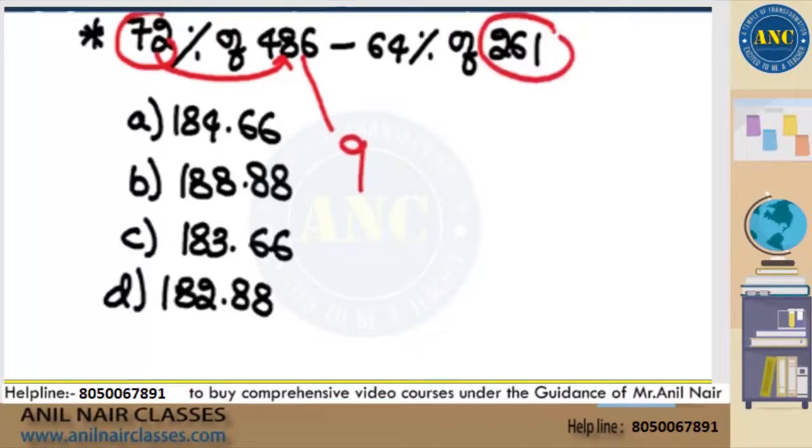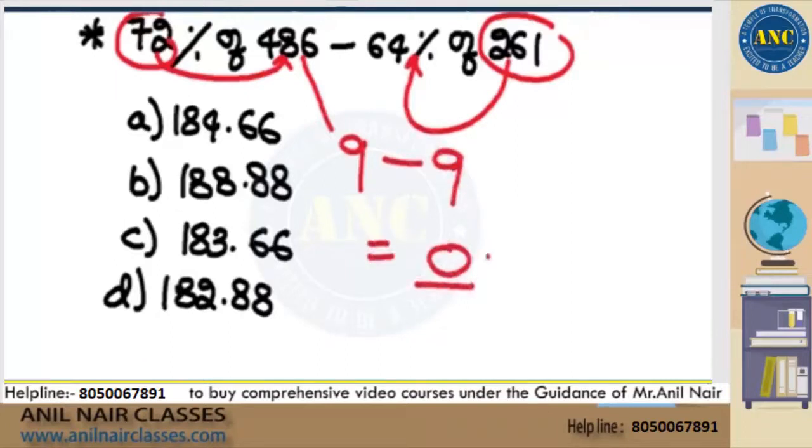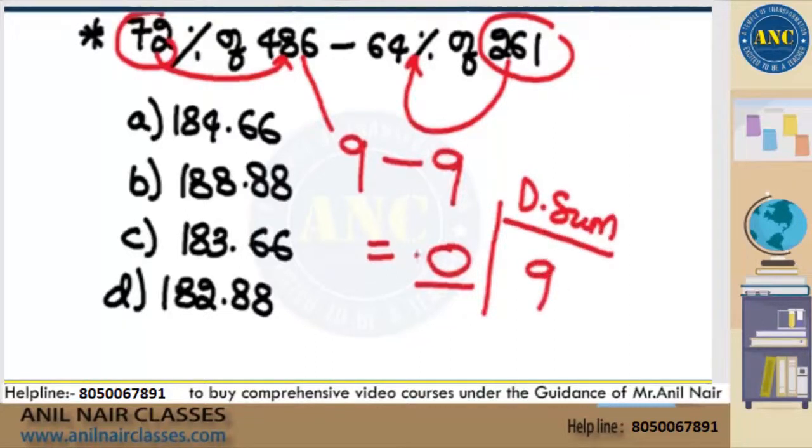261. What is the digital sum? 9. 9 into any number. What is the digital sum? 9. What is 9 minus 9? 0. The answer should be either a multiple of 9 or have digital sum 9.